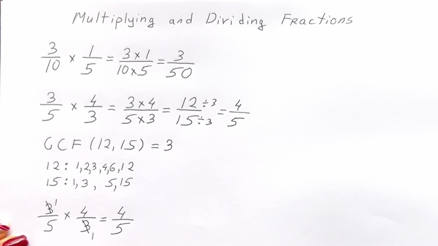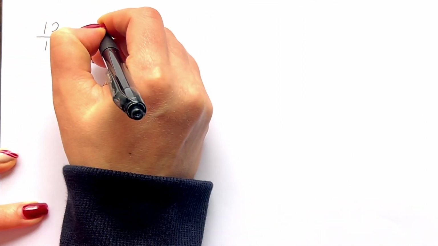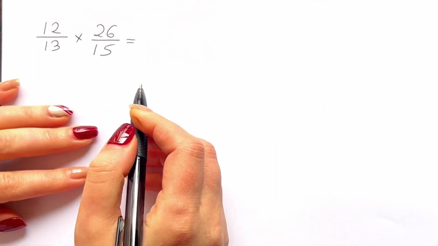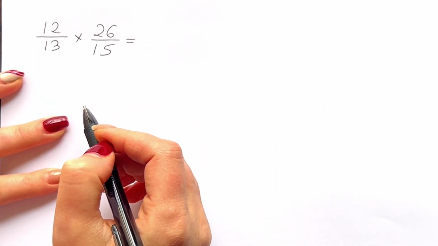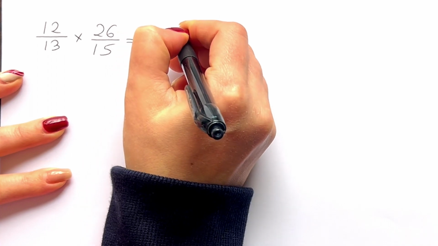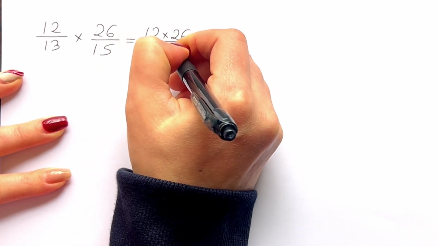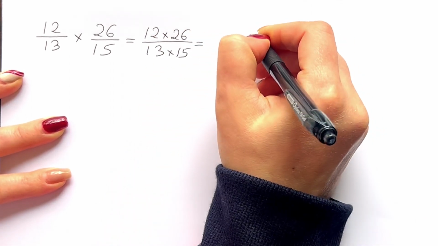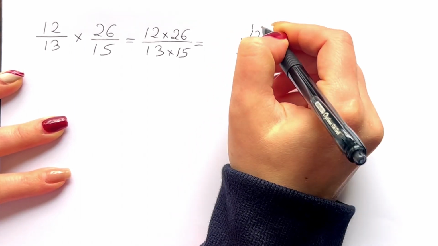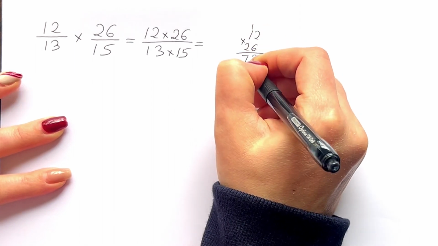Okay, let's look at another example. You're going to understand what I'm talking about. Let's say we have 12 over 13 times 26 over 15. Okay, as you already know, first I'm going to multiply, then I'm going to simplify if there is something to simplify. Okay, 12 times 26 over 13 times 15. Okay, 12 times 26. 6 times 2 is 12. 6 times 1 is 6. 1 more will be 7.